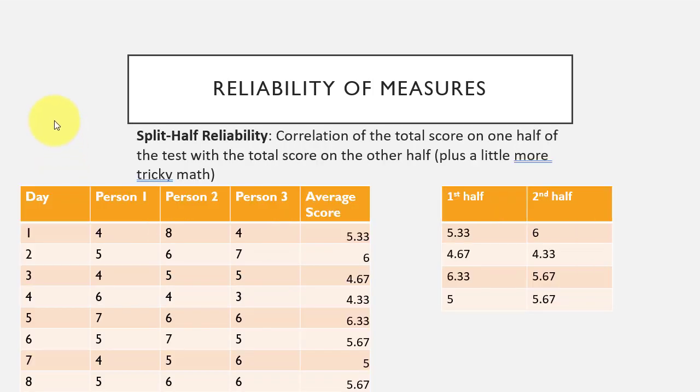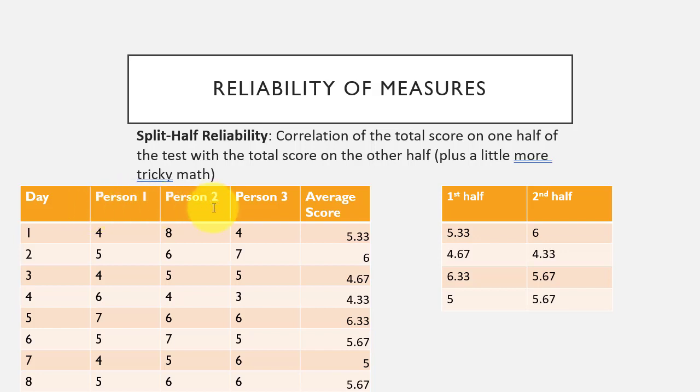Now, the second way that we can look at internal consistency is by using what we call split half reliability. So split half reliability is a correlation of the total score of one half of the test compared with the total score of the other half of the test. And here's what I've done here. Let's say that we are measuring happiness.